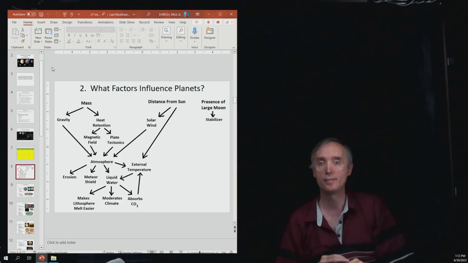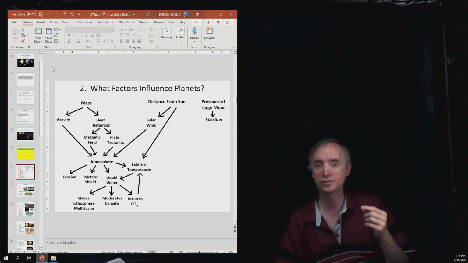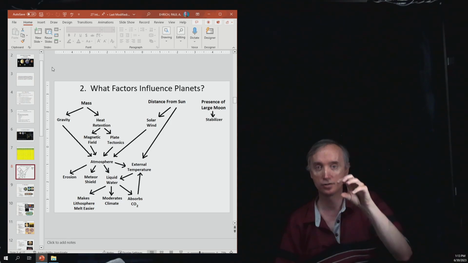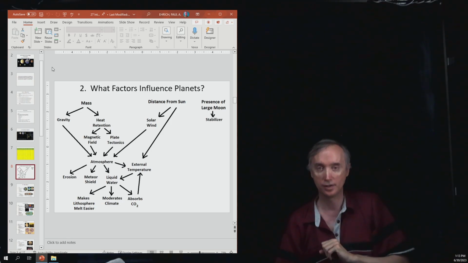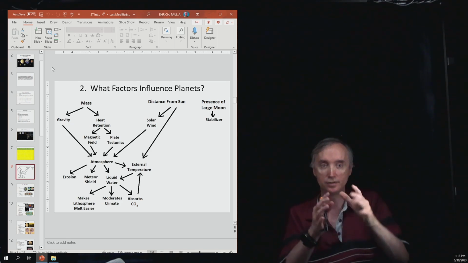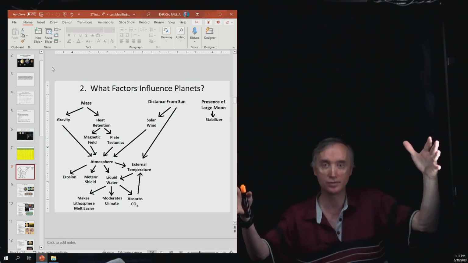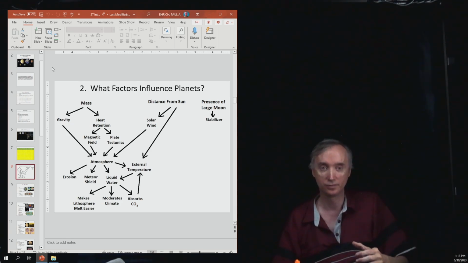Okay, now let's talk about mass. Mass controls 2 things. It controls the gravity, so a larger planet has more gravity. It also controls the amount of heat that it contains, so a small planet cannot hold on to its heat. That heat escapes into outer space faster than from a large planet.